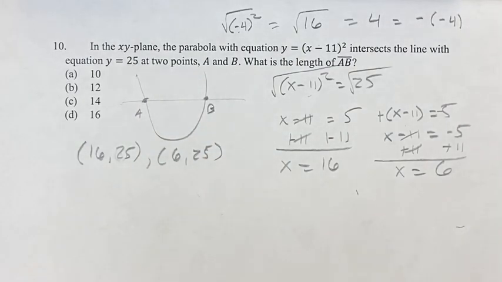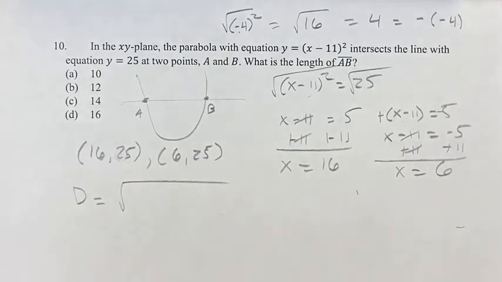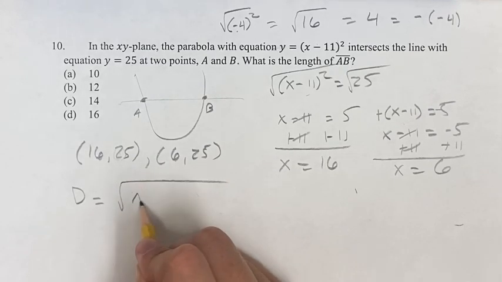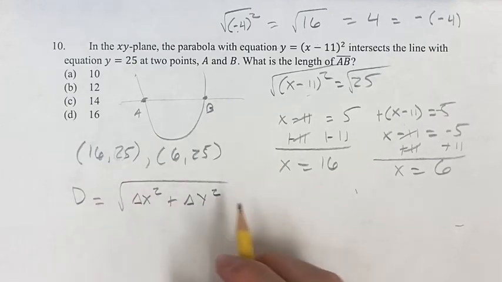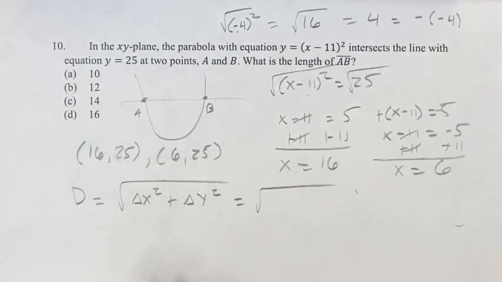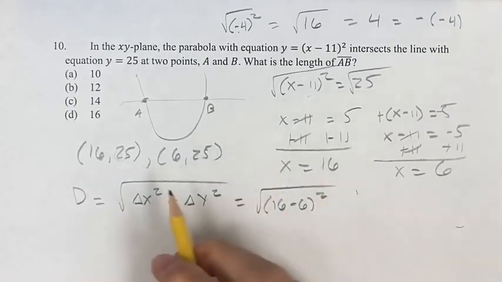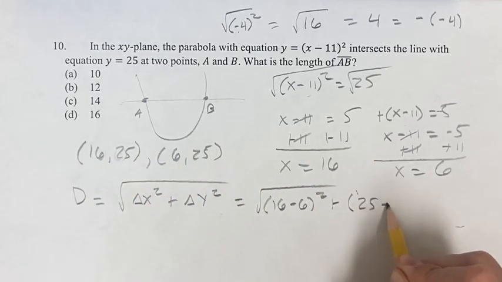Now, it might be obvious what the distance between these is, but let's just use the distance formula just to be sure. So we have the square root of the difference in x squared plus the difference in y squared, which is going to be the square root of the difference in x, 16 minus 6, squared, plus the difference in y, 25 minus 25, squared.